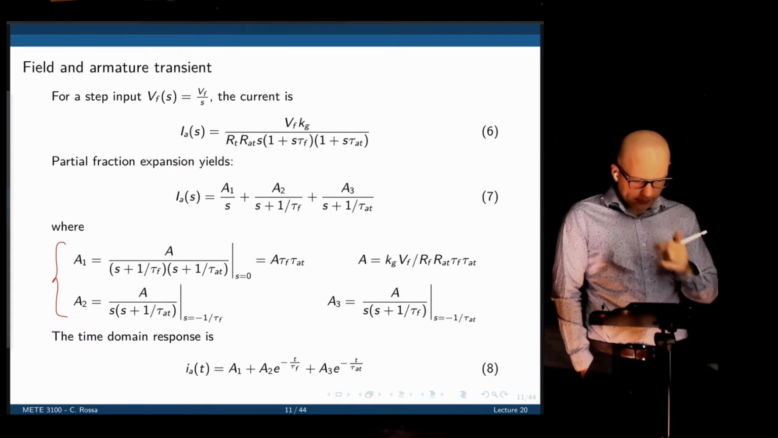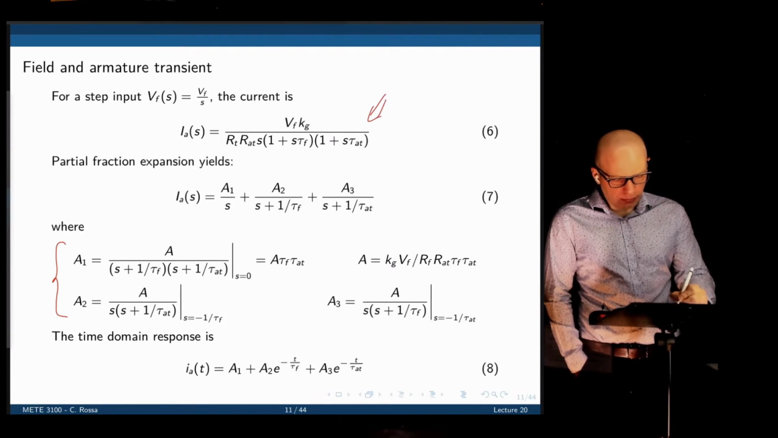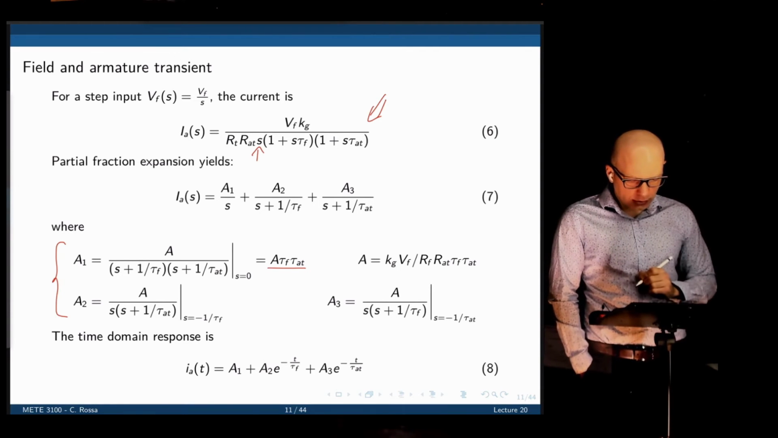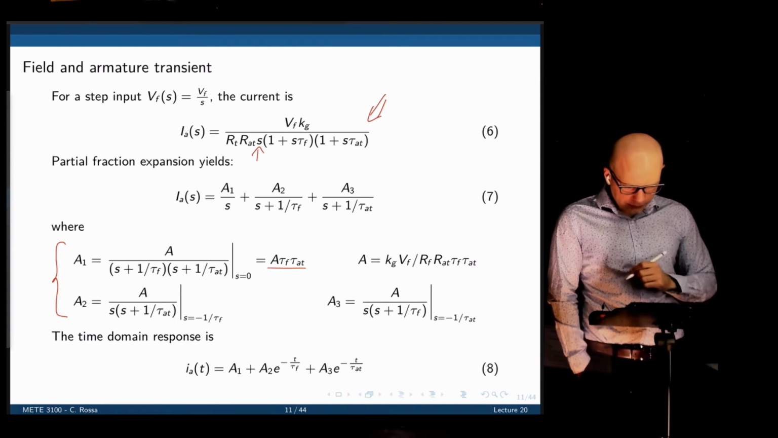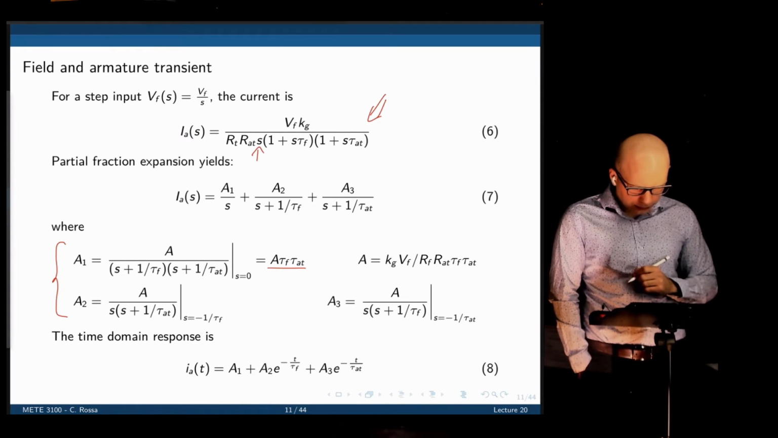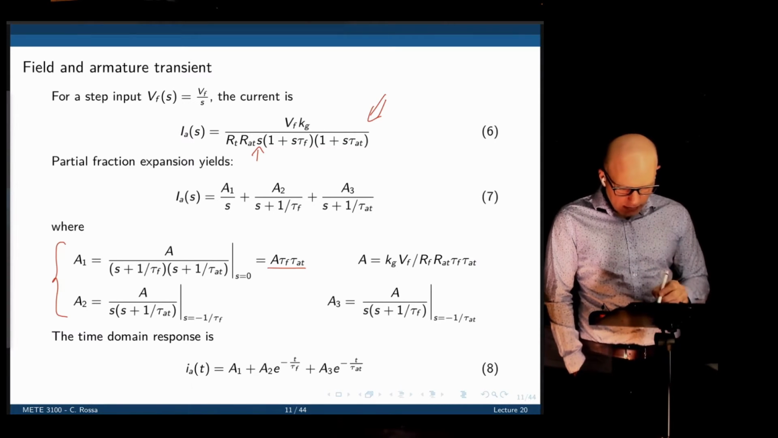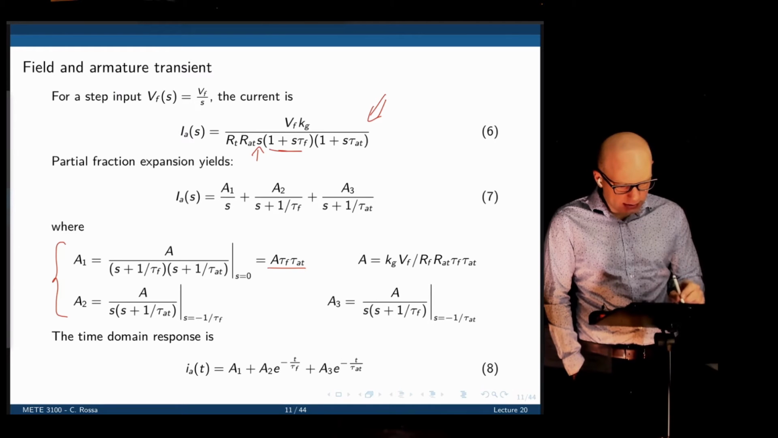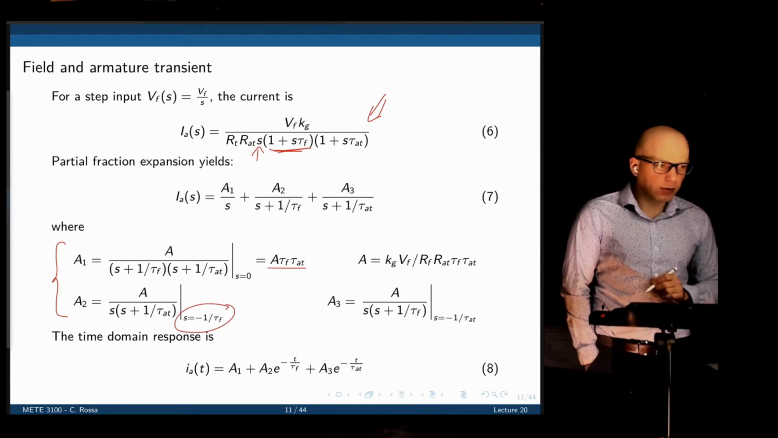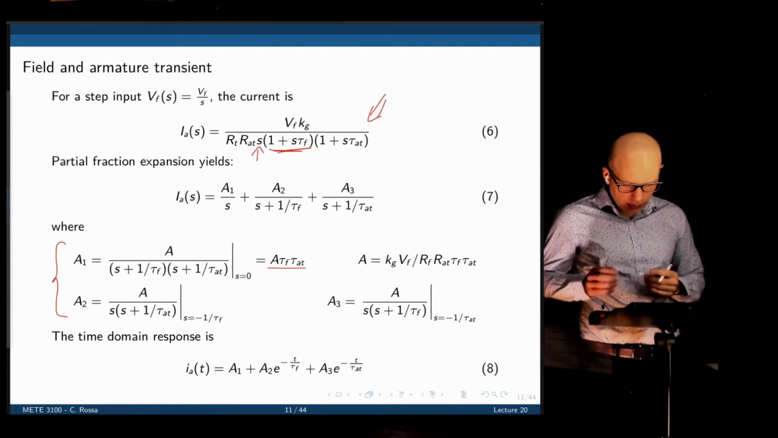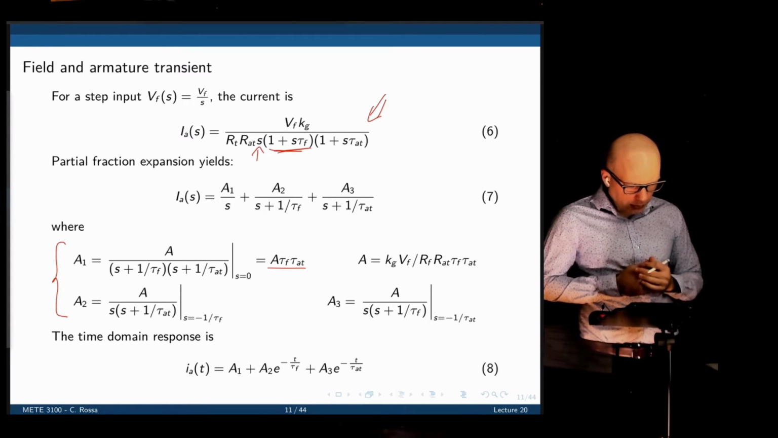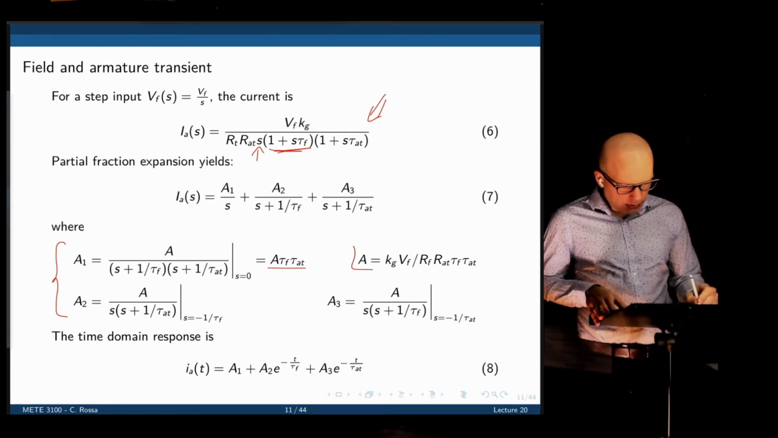So for A1, we go back here, we remove S and we set S to 0, evaluate the transfer function. This is what we see. For A2, we do the same, but now we eliminate the other one that would make this 0. So we set S to minus 1 over tau F, and we continue the development. That gives us A2, and we do the same for A3. Okay, so A on top of these equations is simply this constant here.